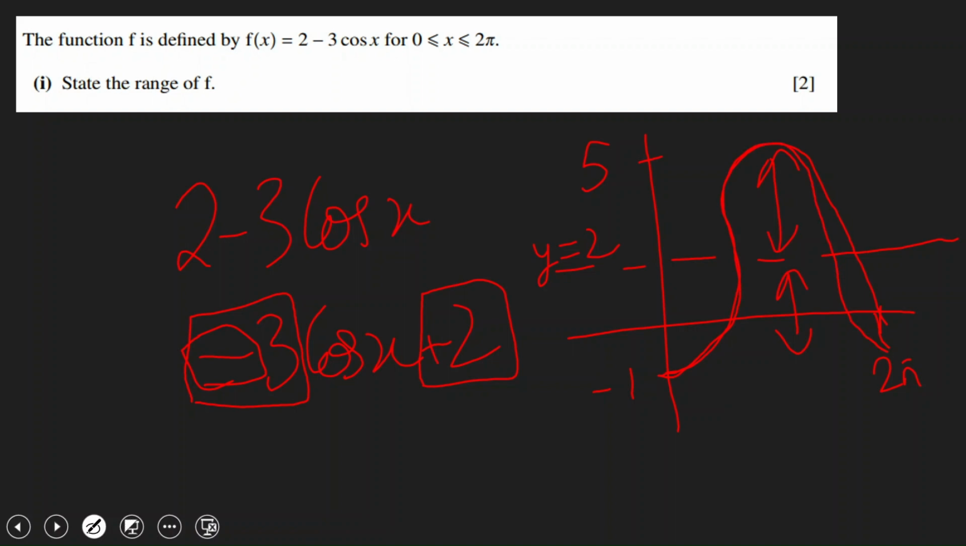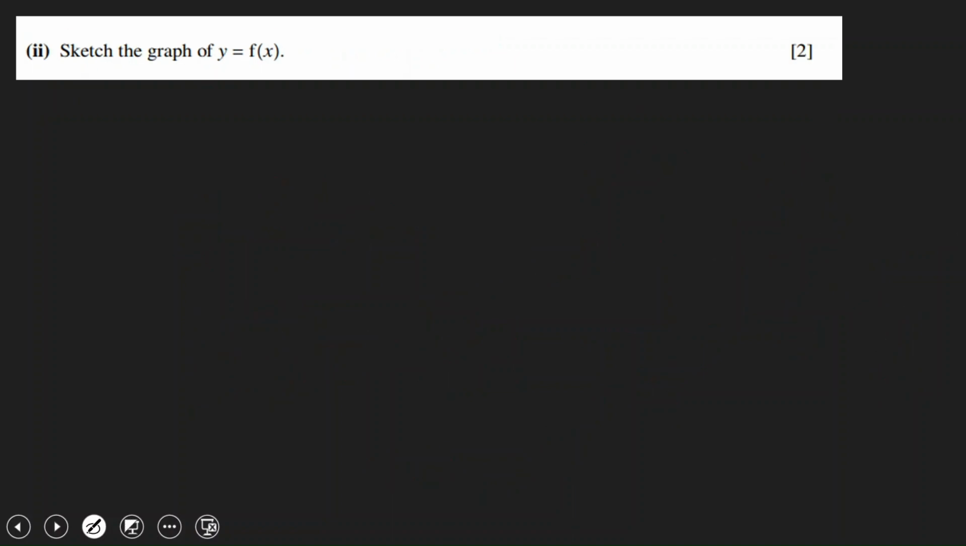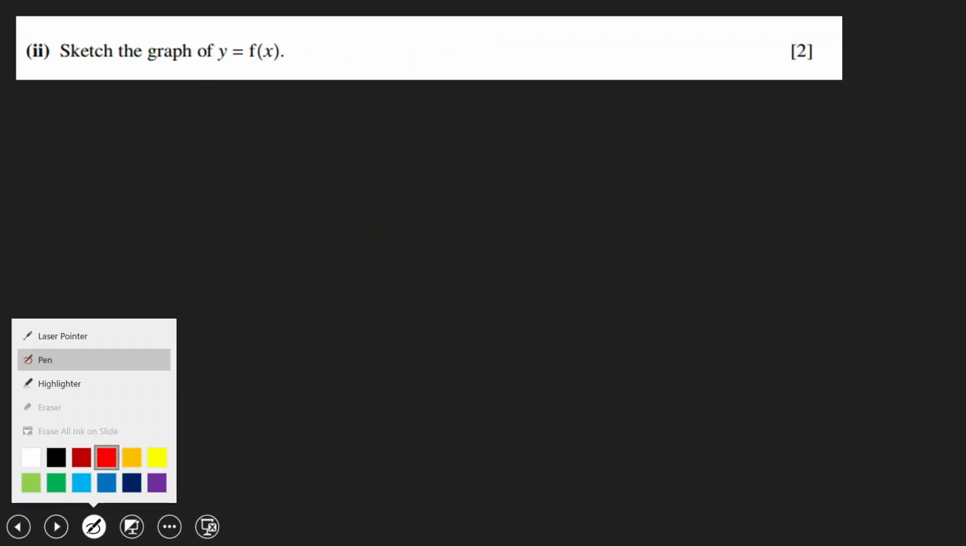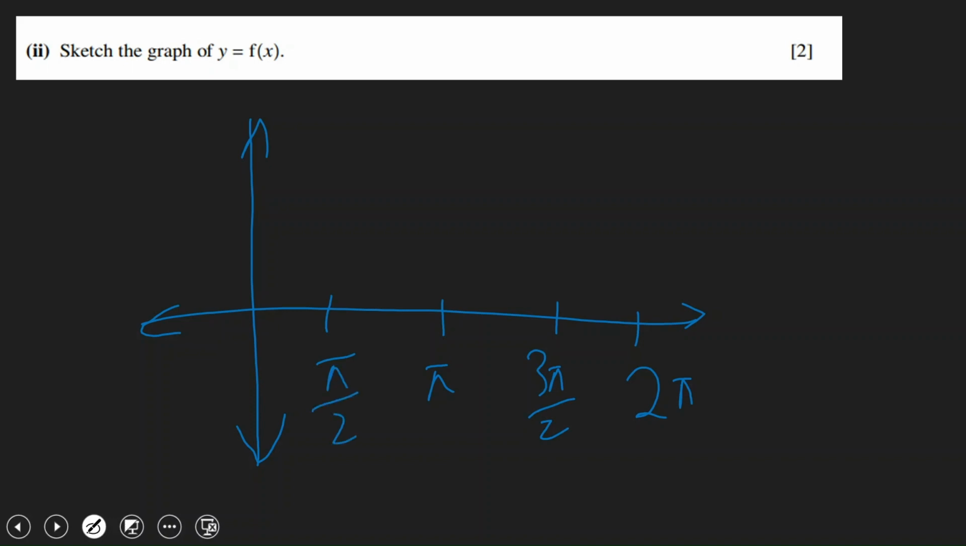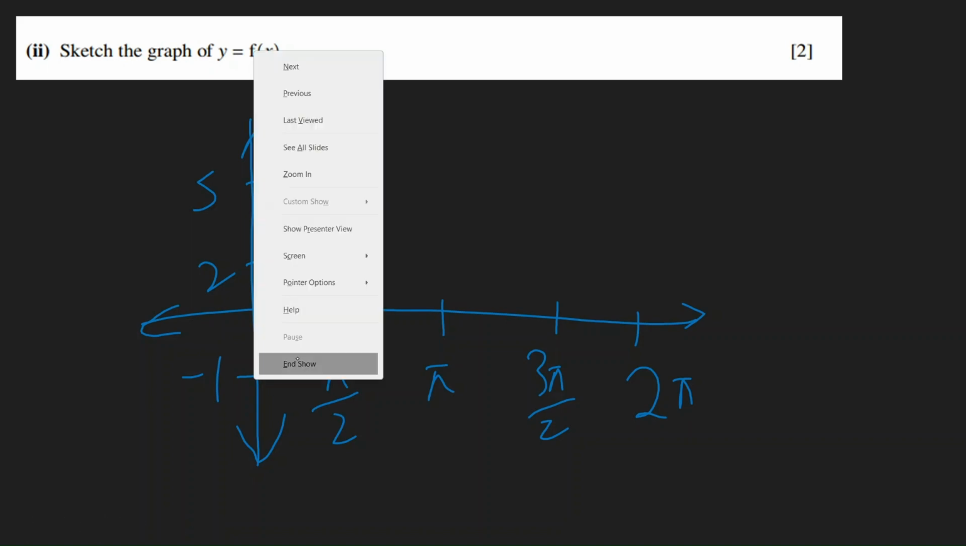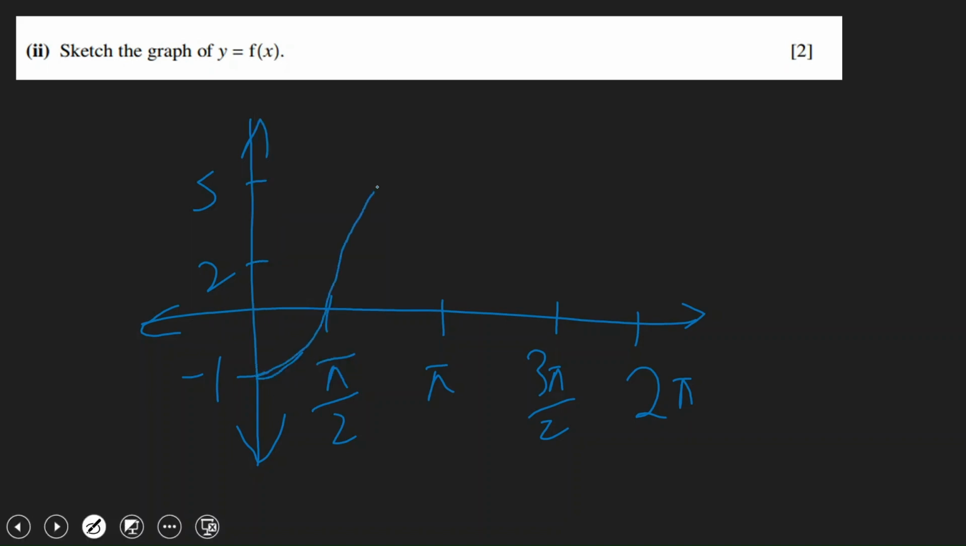So what's the range of this going to be? Range is going to be from minus 1 to 5. Yeah, so sketch the graph. I'm going to use a different color this time. This is y, this is x, this is going to be 2π, this is π, this is 3π/2, and this is π/2. This is minus 1, this is 2, and this is 5. So it's going to start from this, and it can be something like that. That's the best way I can draw it.